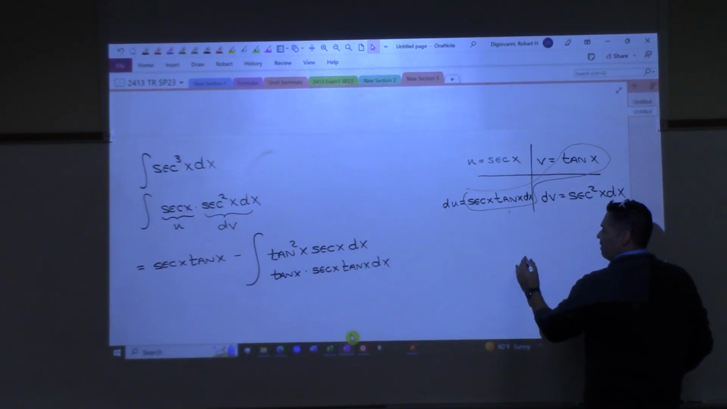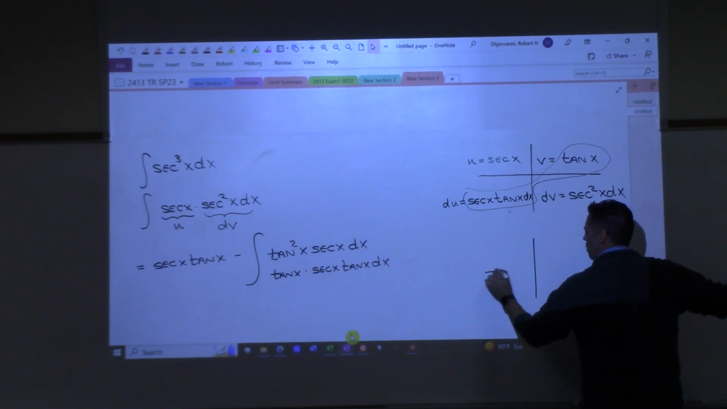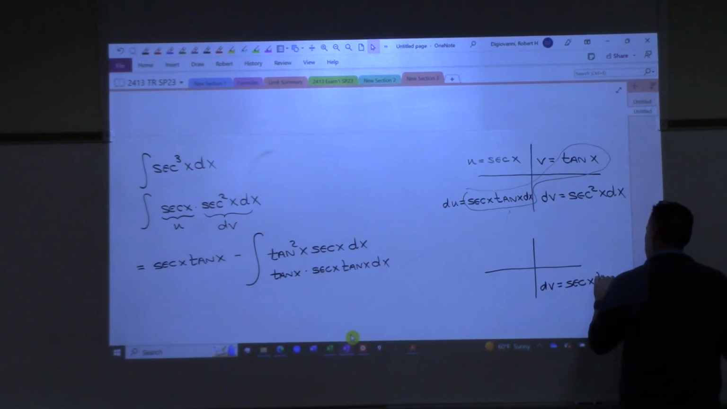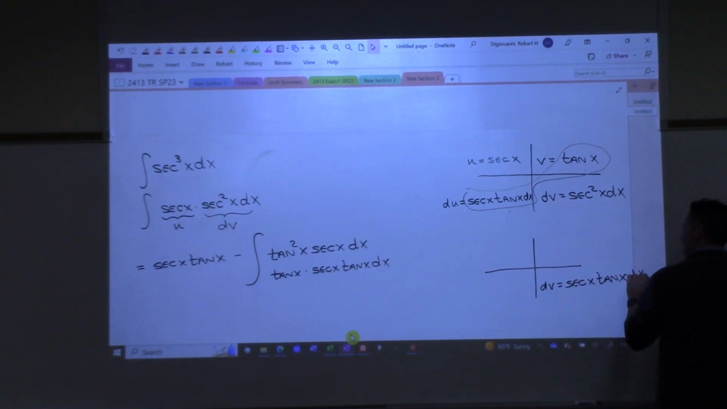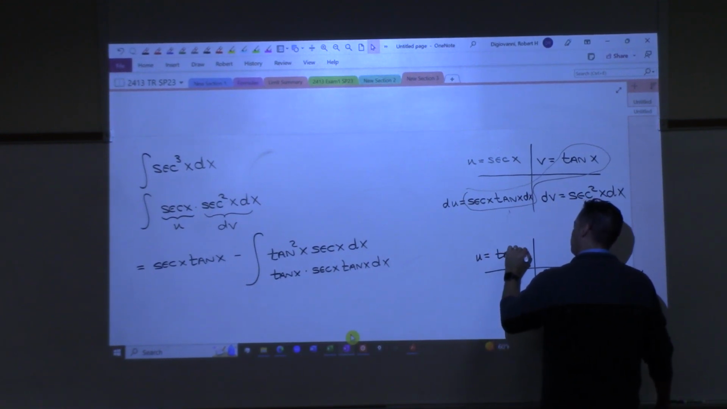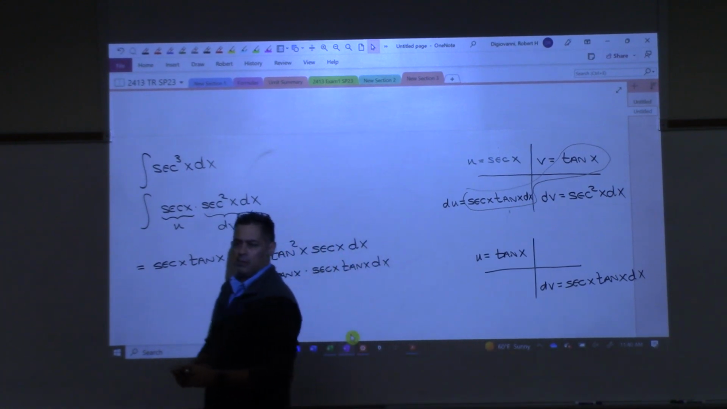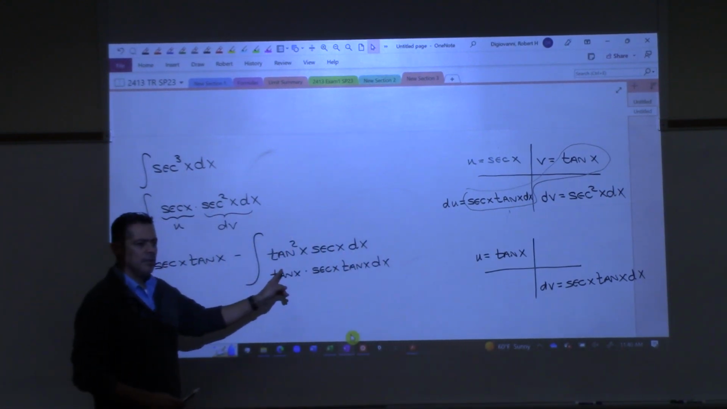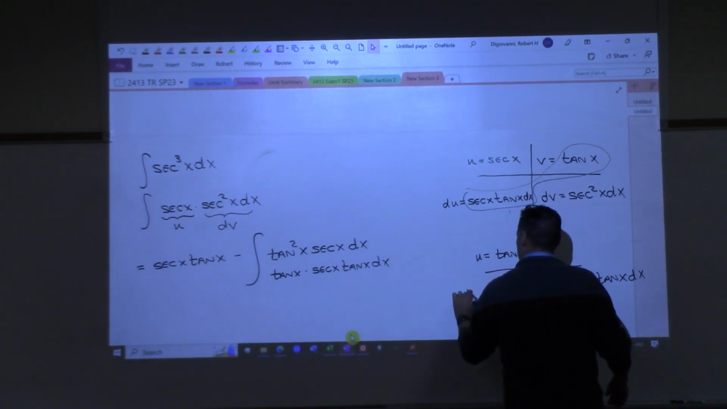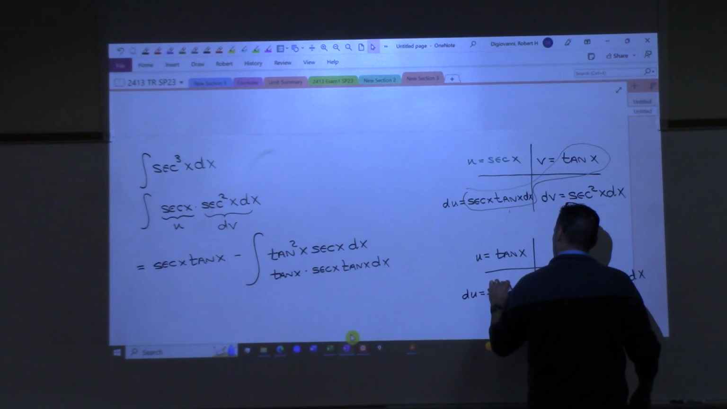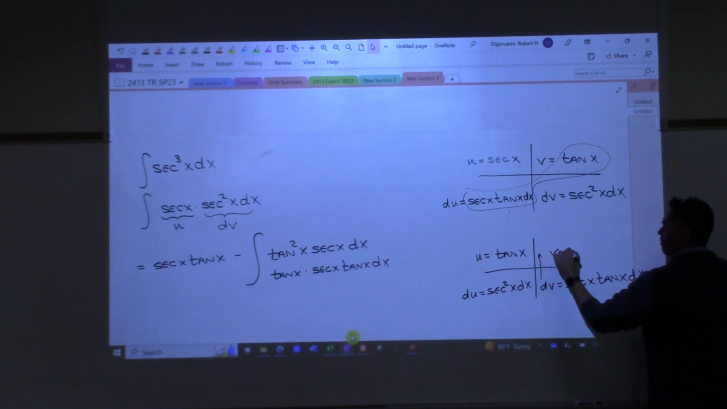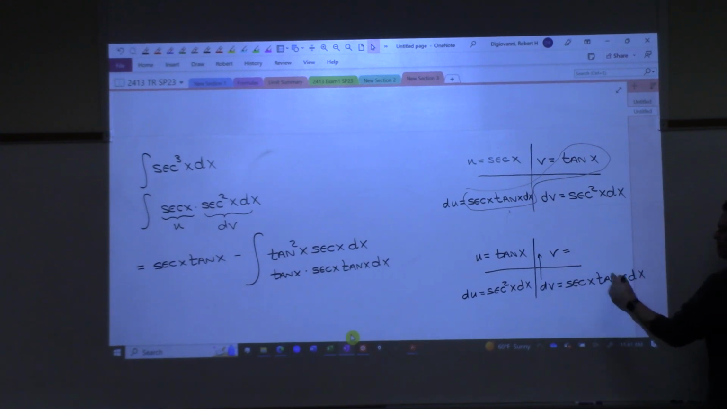Let me see here. So we're going to do dV is the secant x, tangent x dx. And then the u would be, what, tan x? Like that? Y'all see this? Now let's finish the table. If we do this, the derivative of u is secant squared x dx. And then if we integrate here, we get what? What's the antiderivative of this? Just secant x.